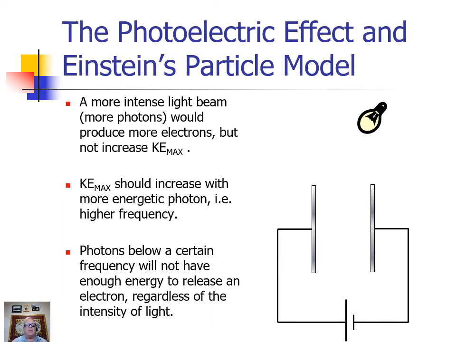Einstein's particle model explained all of the features of the photoelectric effect better than the wave model did. A more intense light beam, meaning it has more photons, is going to produce more electrons, but it is not going to increase their maximum kinetic energy. The kinetic energy of the electrons should increase if you increase the energy of the incoming photons, which means you make them have a higher frequency. And because there's a certain amount of energy required to pull an electron off of a piece of metal, photons below a certain frequency will not have enough energy to release the electron regardless of the intensity of the light. So there will be a cutoff frequency.